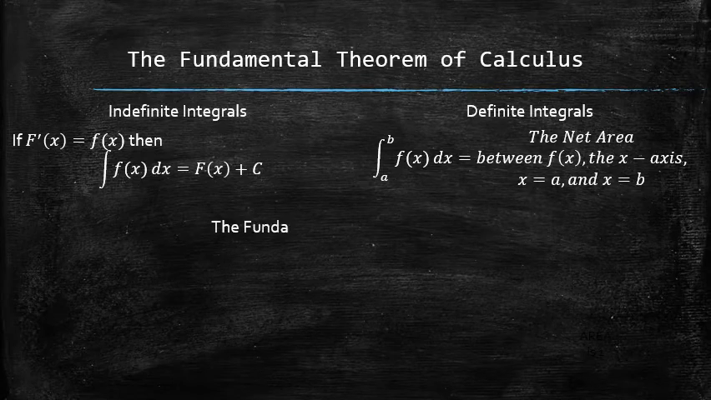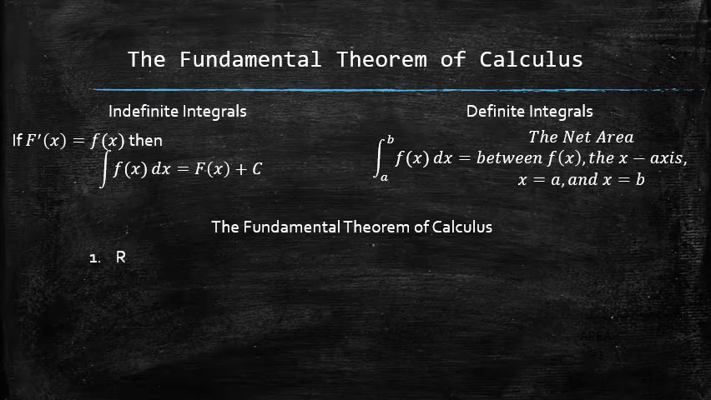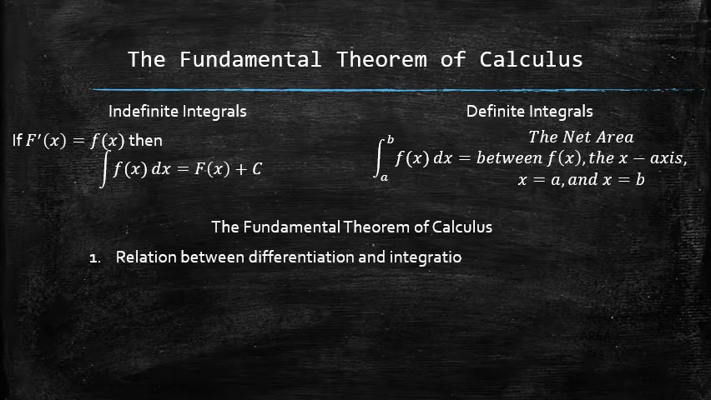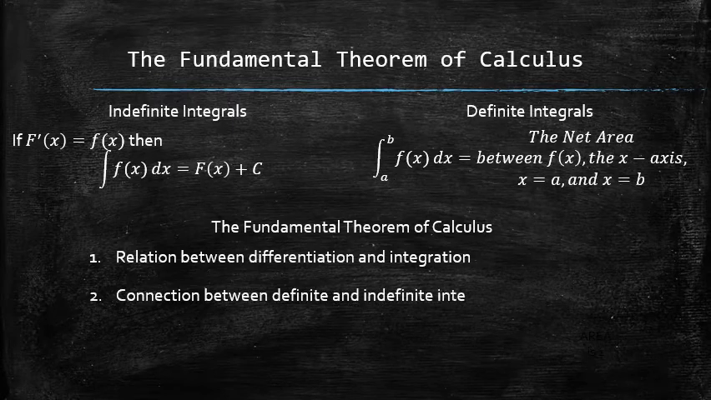The fundamental theorem of calculus has two parts that serve two purposes. One, it confirms that the integration and differentiation processes are the opposites of one another. And secondly, it establishes a clear connection between the two types of integration.